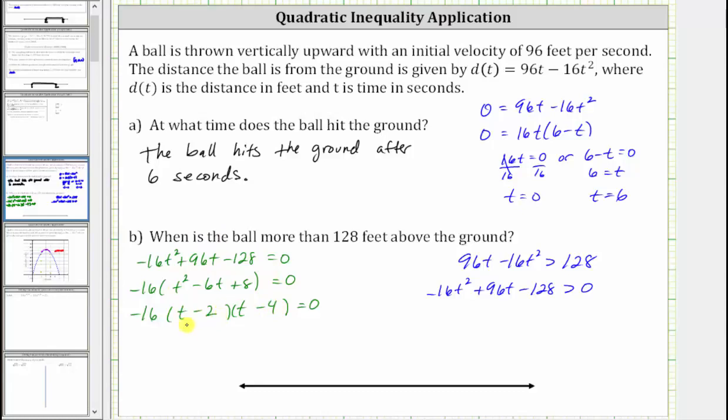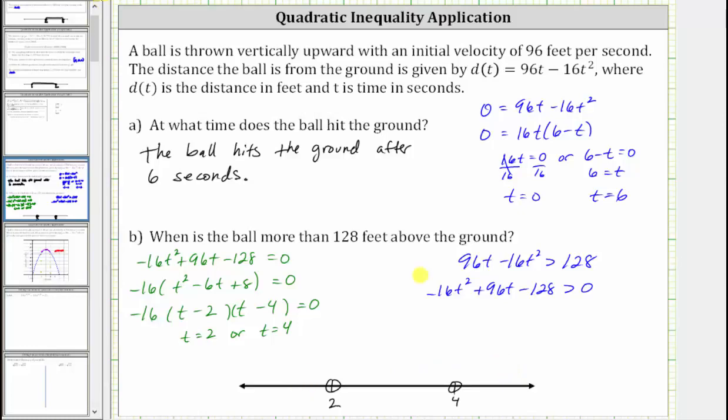t minus 2 is equal to 0 when t equals 2, or t minus 4 is equal to 0 when t equals 4. So these are the values of t where the height is exactly 128 feet, and therefore we don't include these values of t in the solution, and therefore we plot them as open points on the number line. And now we test each interval to see which intervals are true.